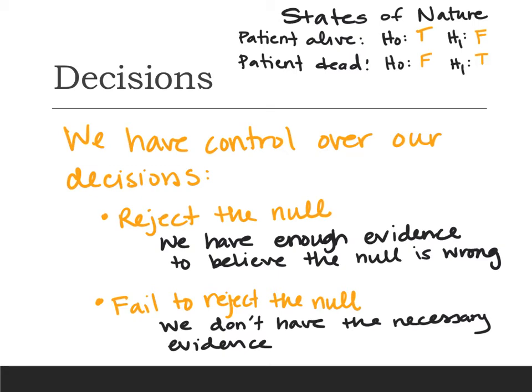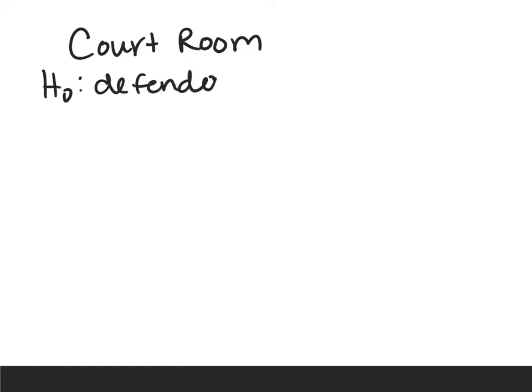Let me put this on a new slide just really quick, and then we'll go back to our Star Trek. All right, so our null hypothesis for a court would be that the defendant is innocent, because that's what we assume. We assume that everyone is innocent until proven guilty. So that's our statement of no change.